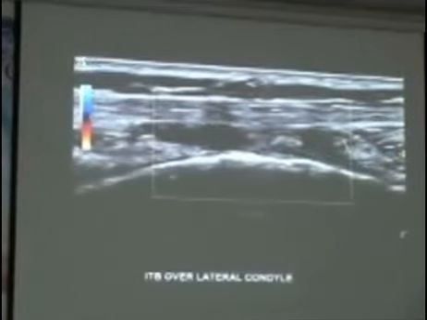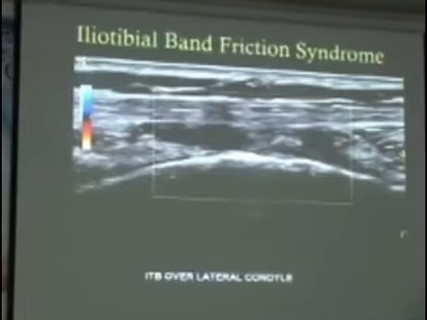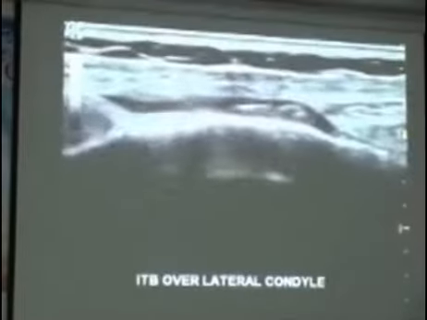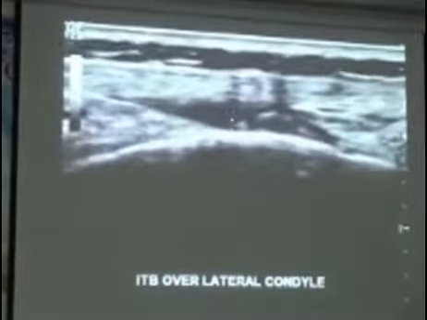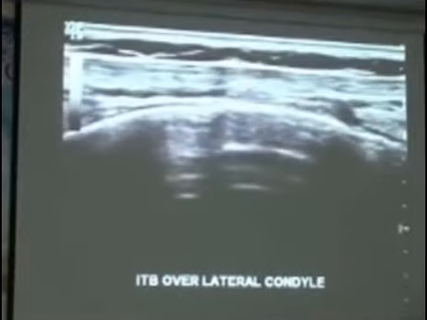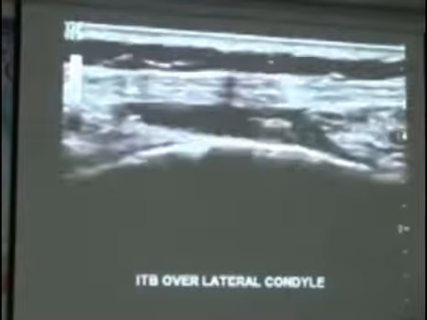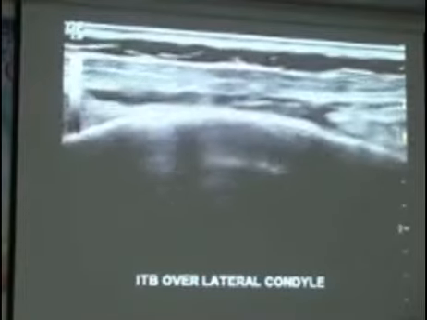And once again, put color on just to see if there's any hyperemia. So in this case, there was not. And using dynamic imaging, we were able to actually compress that bursa as well. So that's just by gently pushing over that bursa.